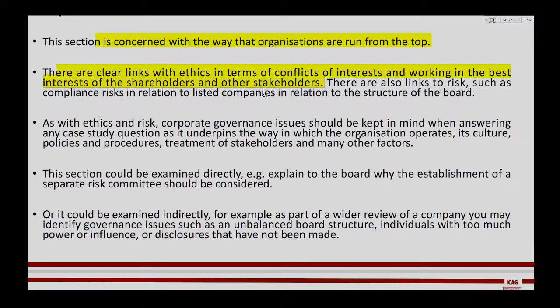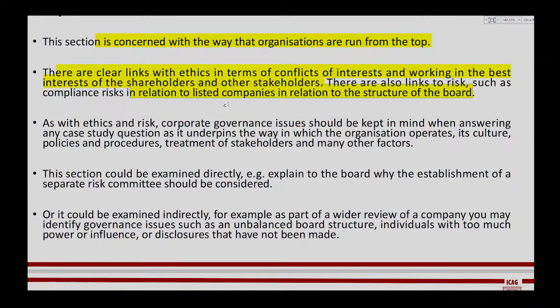You'll be like, oh, ethics and governance are just 20 marks. No, it is not. It is more than that. Kindly look at the syllabus very well. If I should open the syllabus, you see that, yeah, just at the start of the paper, there's still ethics and governance. So there are also links to risk. You see, I told you risk also cuts across. Links to risk such as compliance risk in relation to listed companies, in relation to the structure of the board. So most of the time you see risk in the structure of the board, how the board is spread.